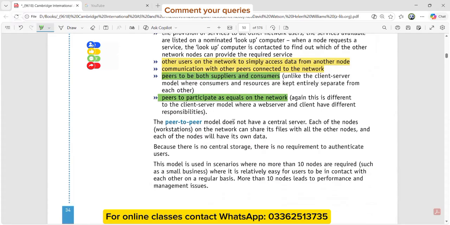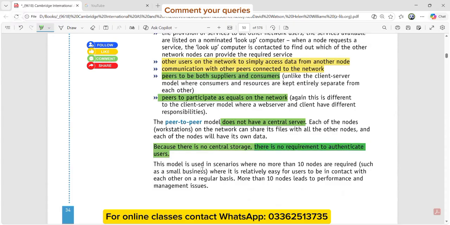Peer-to-peer model does not have a central server. Each of the nodes or workstations on the network can share its files with other nodes, and each of the nodes will have its own data. Because there is no central storage, there is no requirement to authenticate the users. Now, this is another point: no authentication. Just like in the client server model, we had talked about how every single person has an ID and password. This is not the case here.